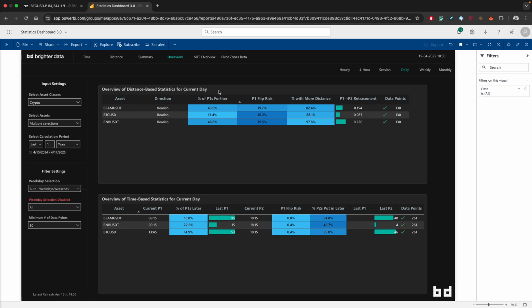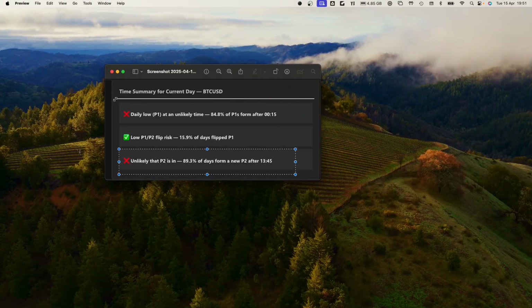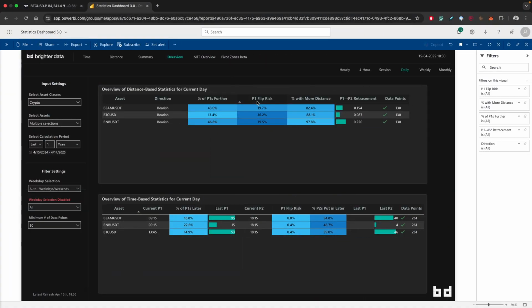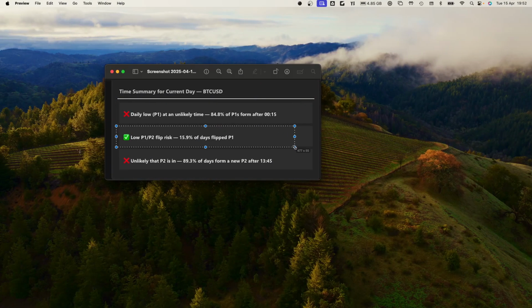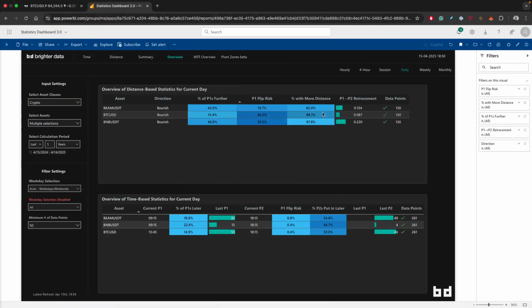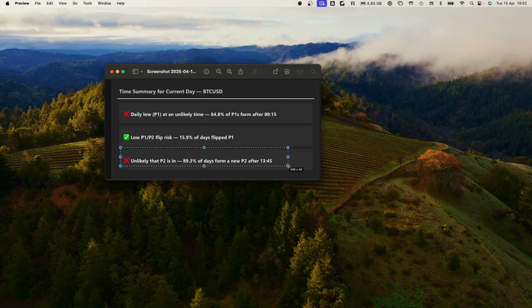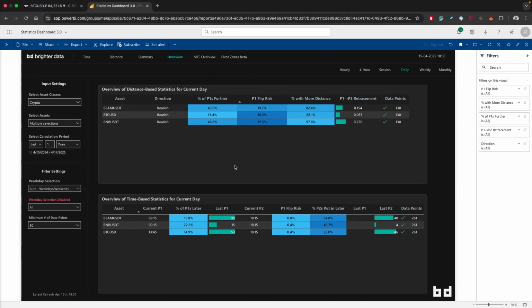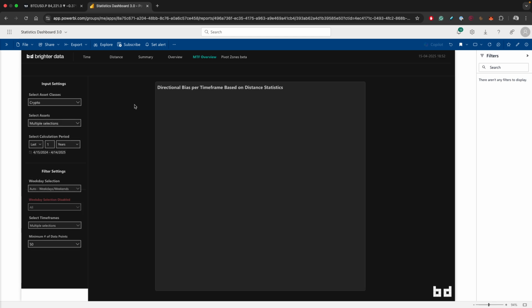Then here, it's the same thing only for distance. Percentage of P1s further is the first metric of the distance statistics. P1 flip risk is the second metric of the distance statistics. And the percentage with more distance is the third metric of the distance statistics. And we see here what current retracement is. This is still the same. And here you just see how many data points you're looking at. And when there's a check mark, things are good. Then we have the pivot zones, nothing changed. So, just the same old.